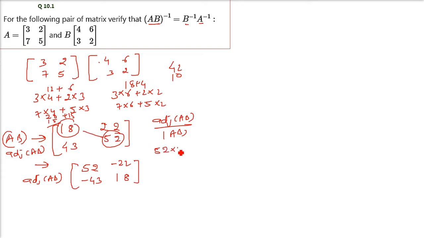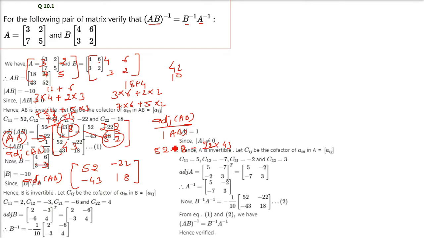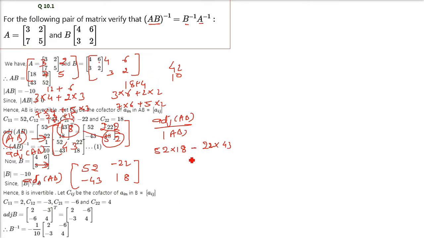So 52 into 18 minus 43 into 22. Let me tell you the value. You can compute it, it will be negative 10. I'll give you the answer, it is negative 10. This is the solution on the back side.